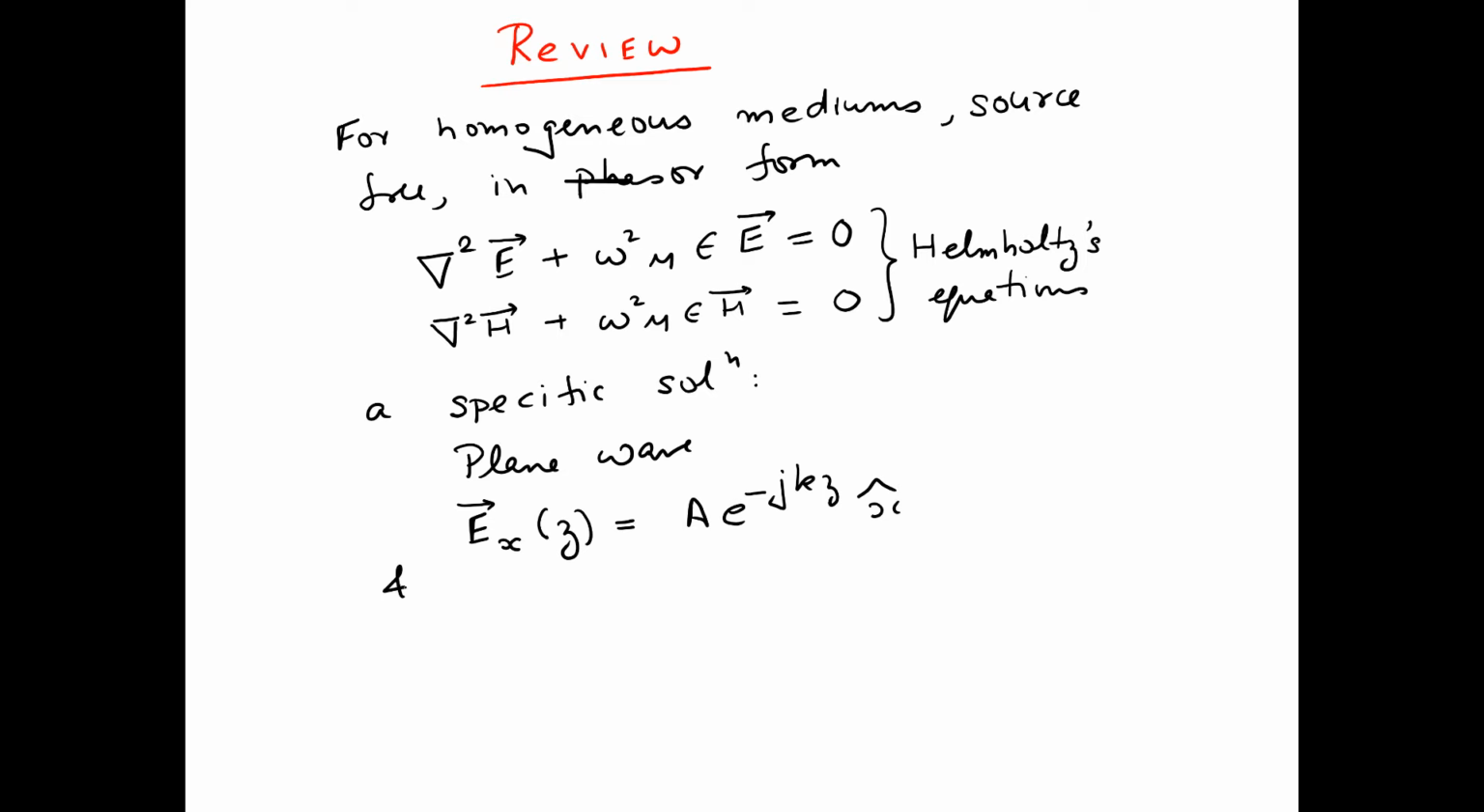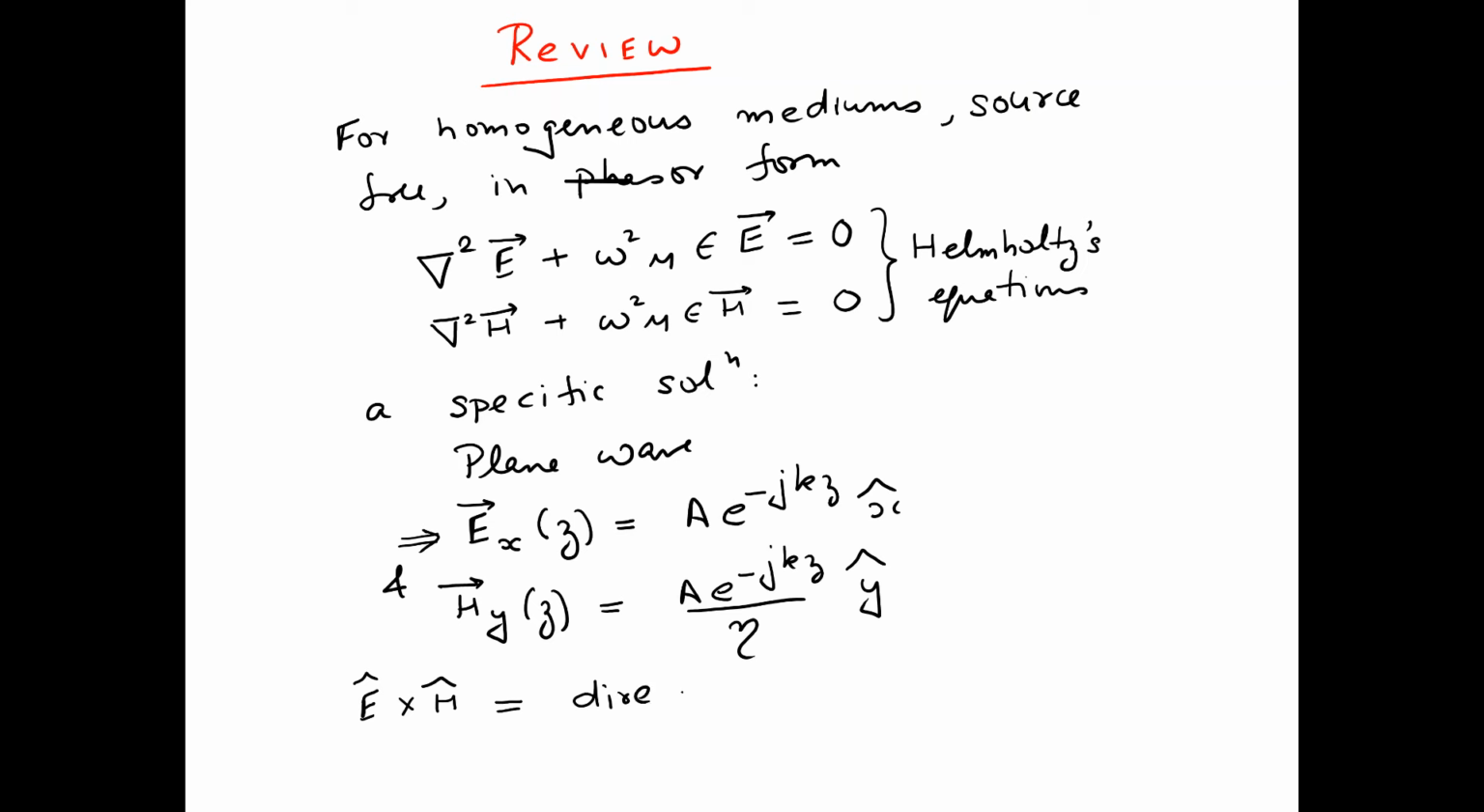And at that same time, we had seen that if this electric field exists, then Maxwell's equations dictate that there should be a component of H field, a magnetic field in y direction, and its magnitude is given by A e^(-jkz) divided by eta, but is pointing in y. We have noticed that if I look at E cross H, the direction of E cross H gives me the direction of wave.